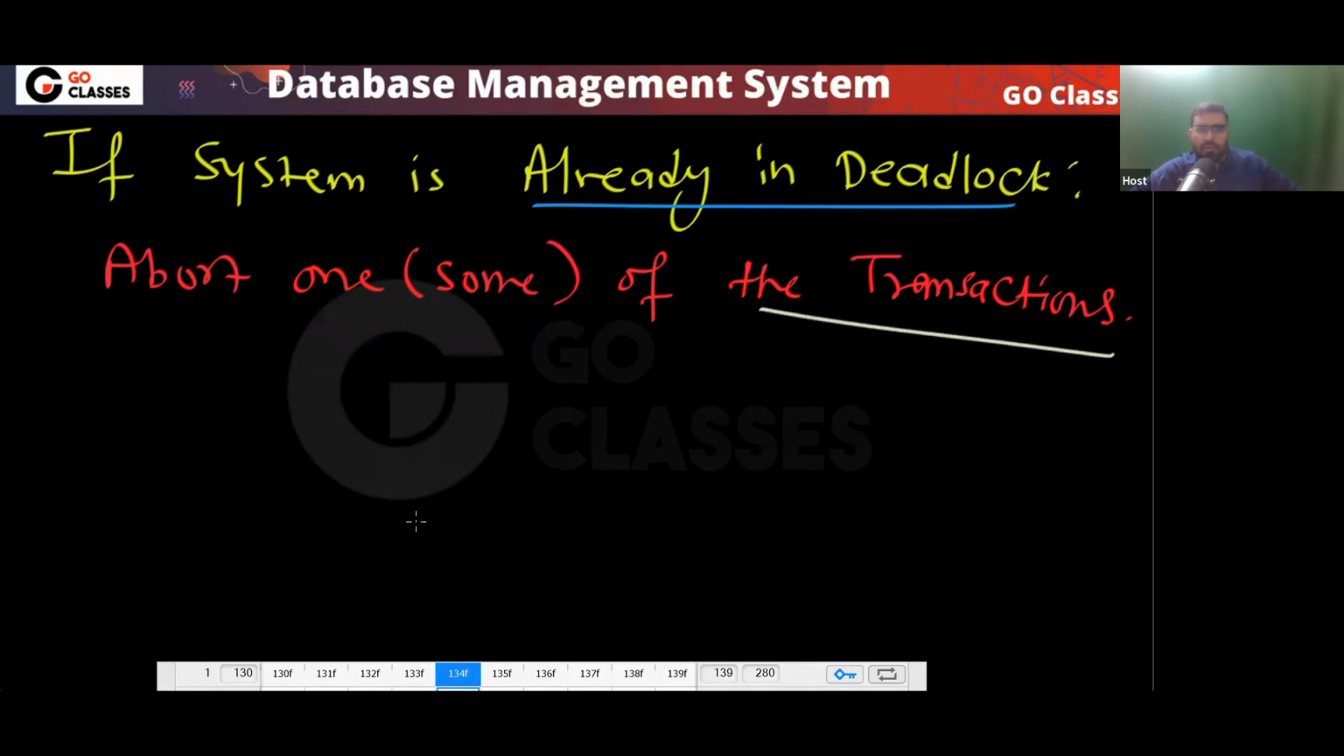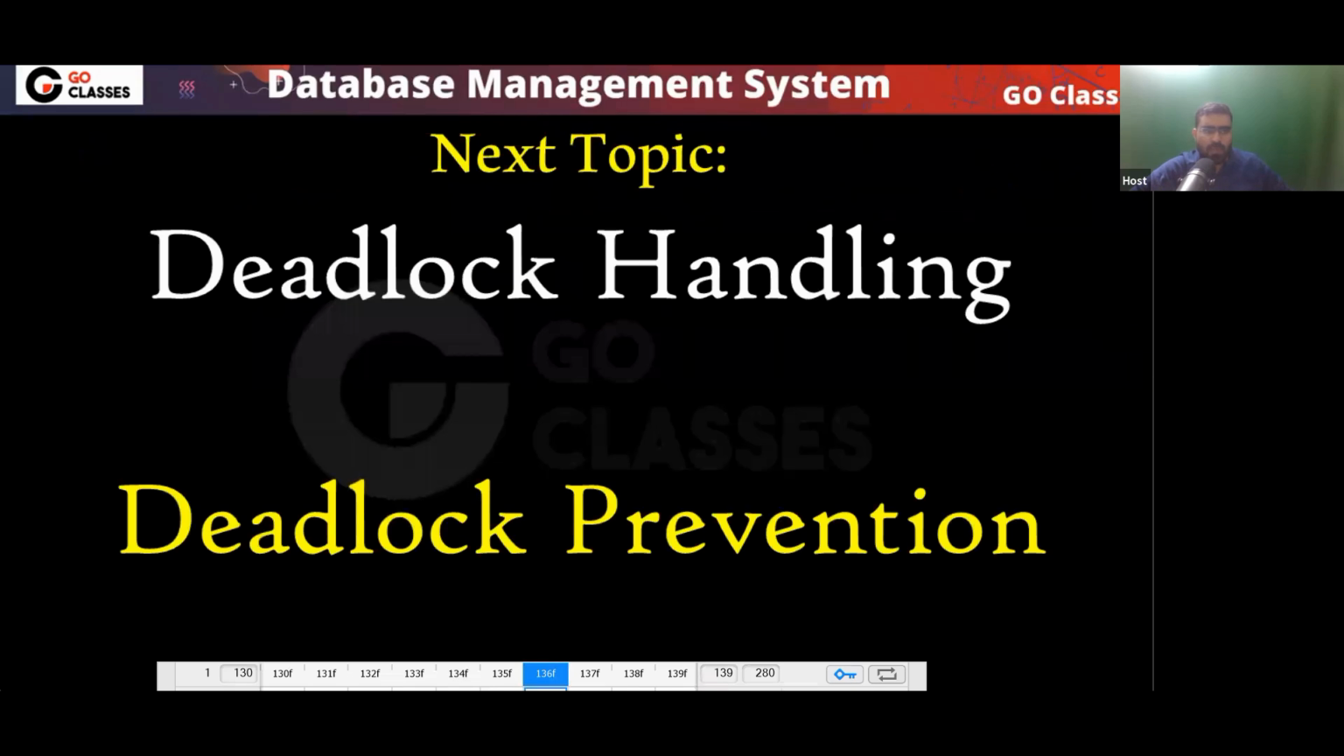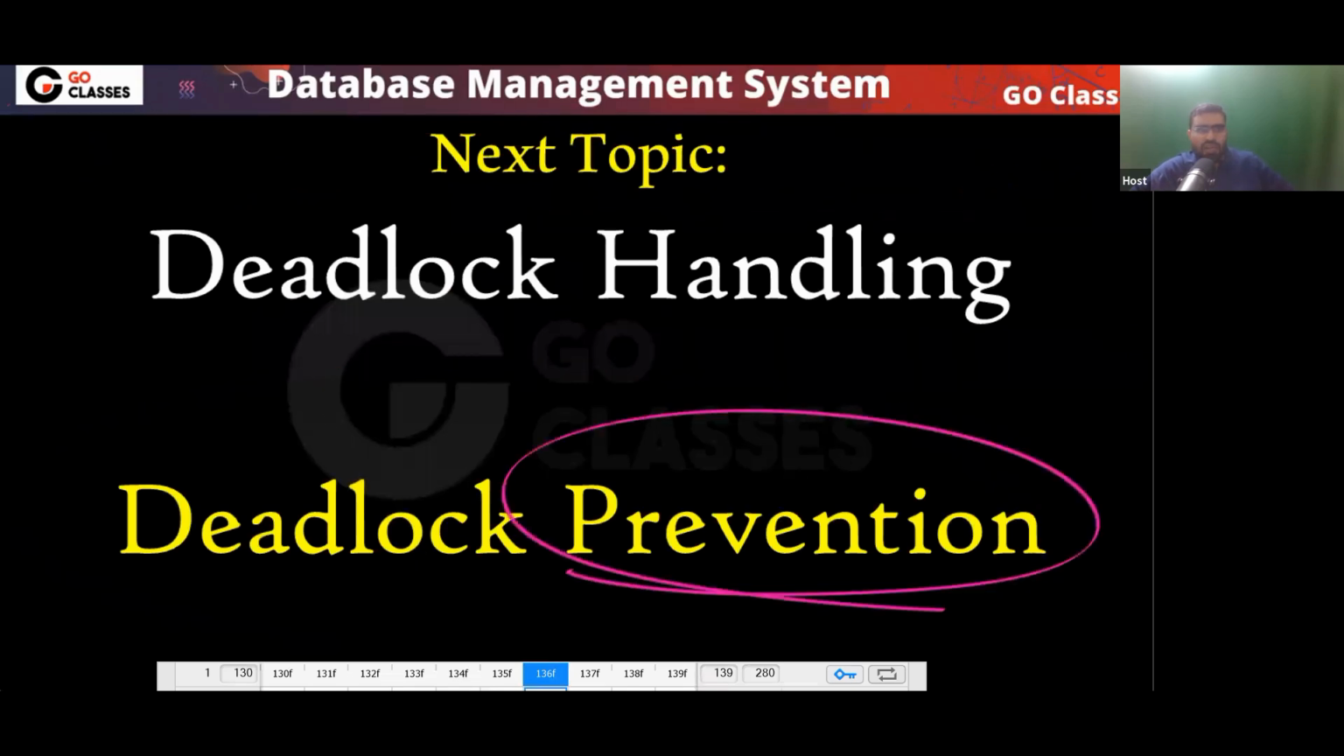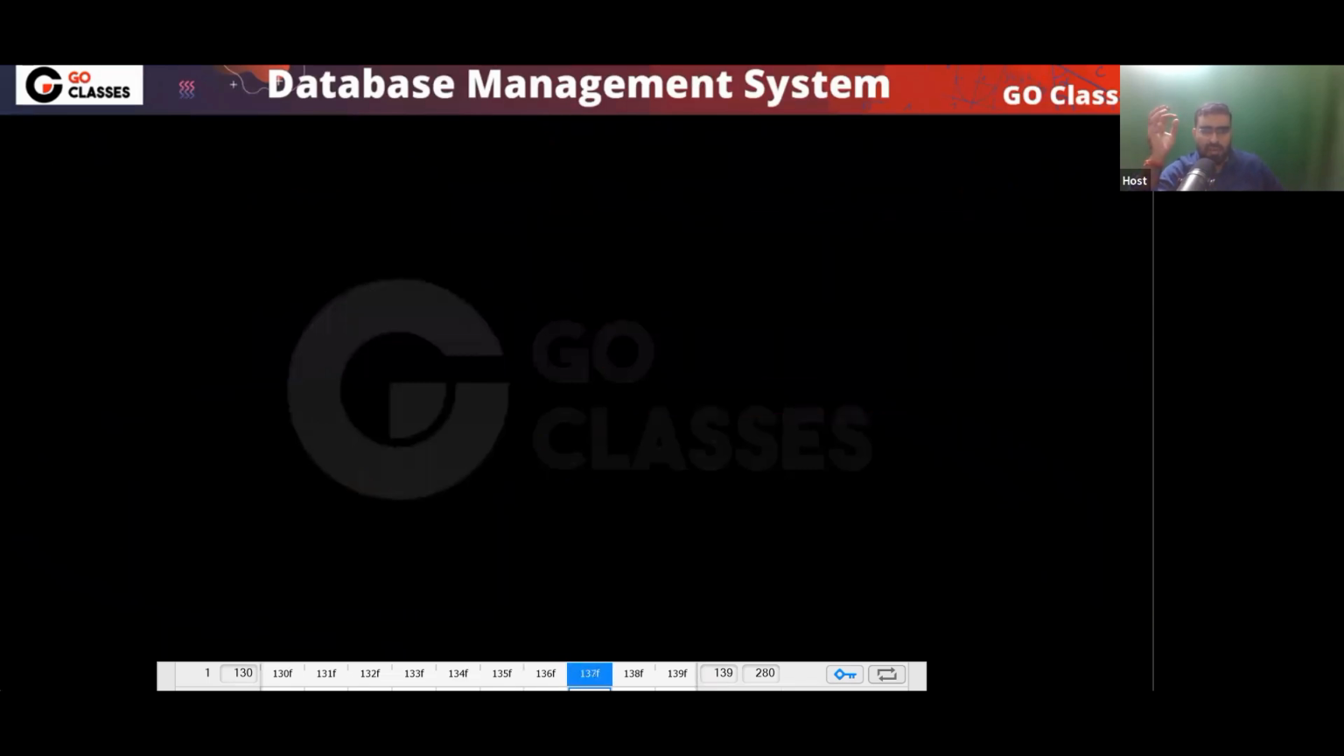Okay, now let's see deadlock prevention. Deadlock prevention scheme. Prevention means deadlock will never happen if you do these things. Remember, this is the definition of deadlock prevention. You have already seen this in the operating system. What does deadlock prevention say?